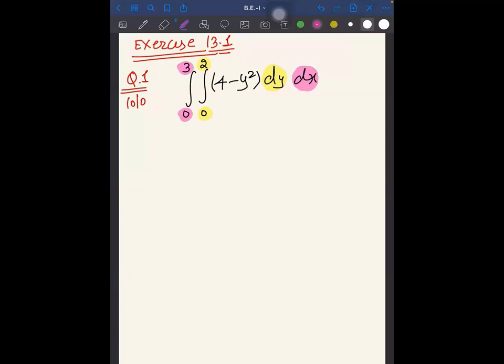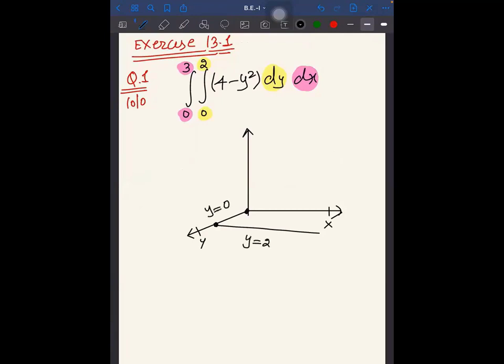Let's make it. However, we are not plotting the function, we are only plotting the domain part, I mean, only the region. So this is your x and this is your y. Y ranges from 0 to 2, so this is your y equals 2, and this is your y equals 0. Then x is 0 and x is 3. So this is x equals 0, and this is x equals 3.